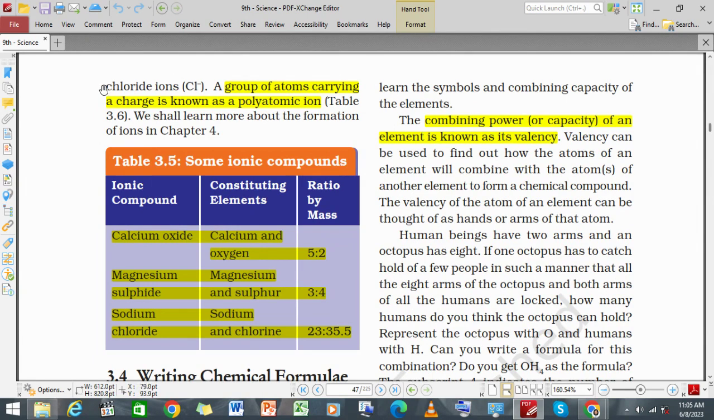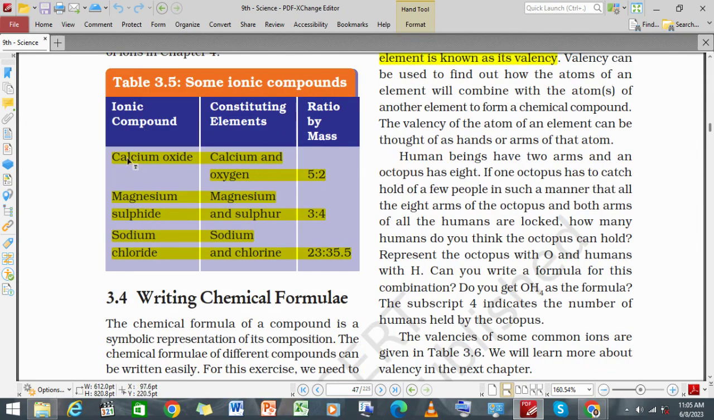All right. If there is a group of atoms carrying a charge, it is known as a polyatomic ion. Now, for ionic compounds, the constituent elements and ratio by mass have been given. Calcium oxide is calcium and oxygen. Magnesium sulfide is magnesium and sulfur. Sodium chloride is sodium and chlorine, and their ratio by proportion has been given.